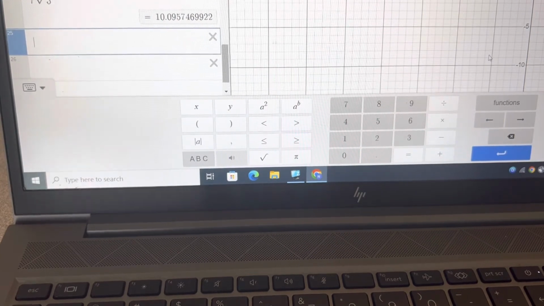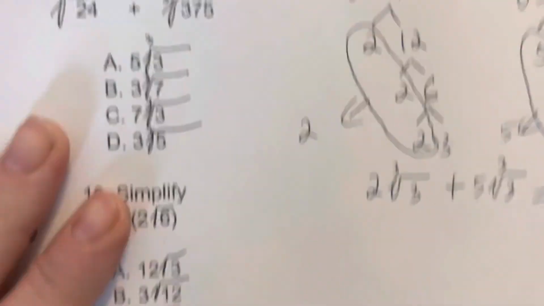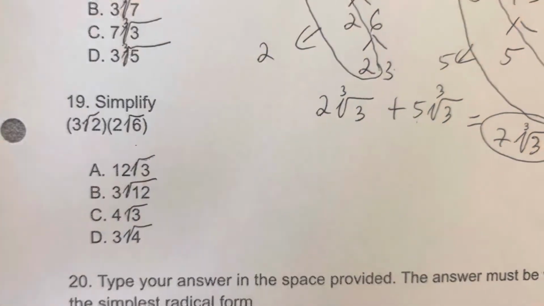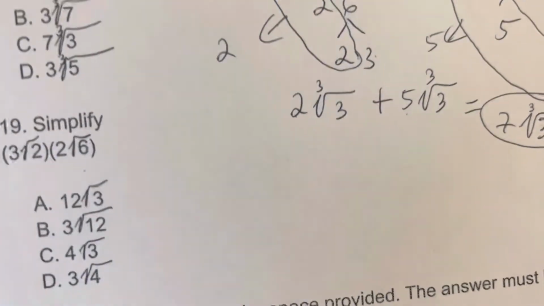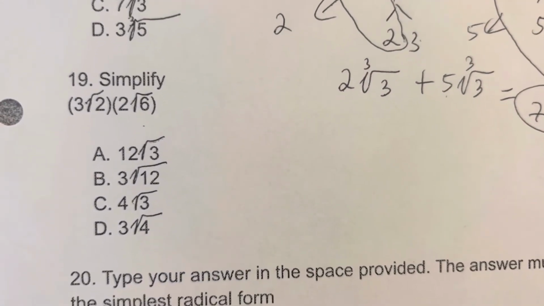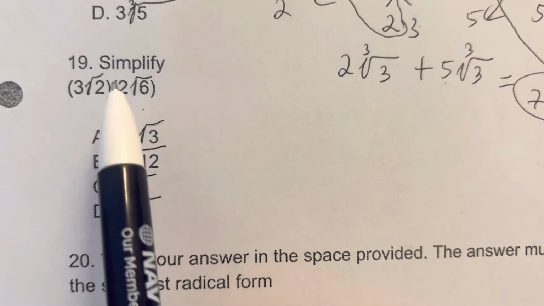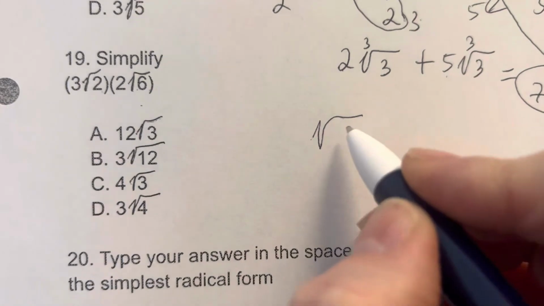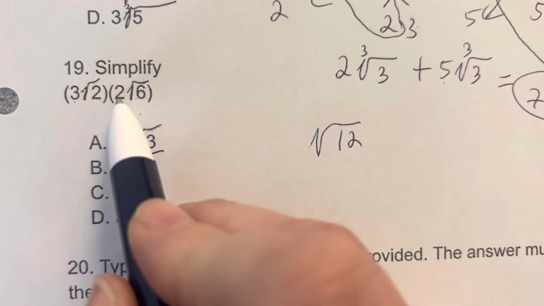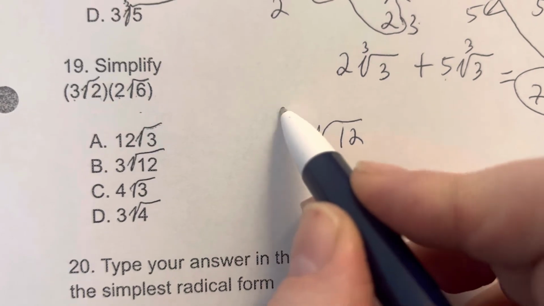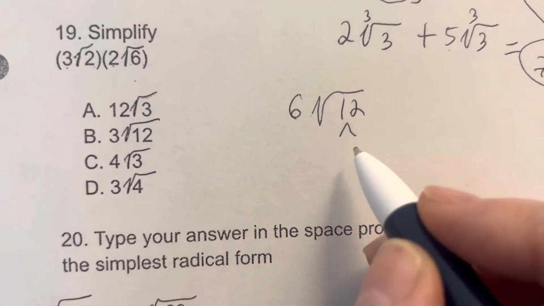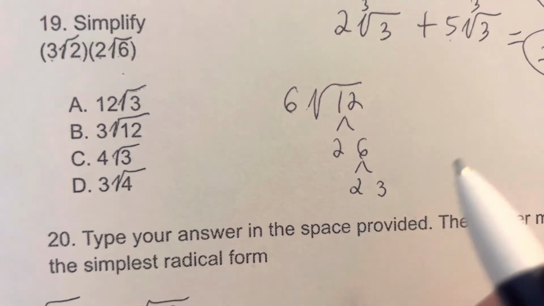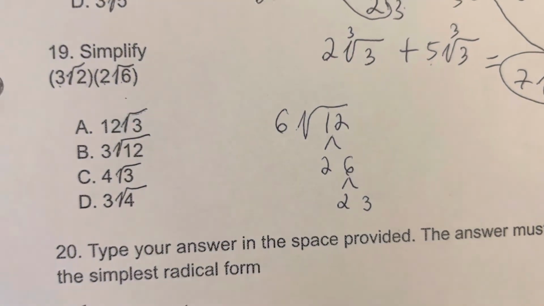All right, number 19. So over here we are multiplying. So it's a little tiny bit easier. So these are not same, so we are not losing the brackets. So 2 times 6 is 12. And then 3 times 2 is 6. Now we would think that's our answer, but it's not, because we always need to break down the square root. Always want to have the smallest possible number inside the square root.